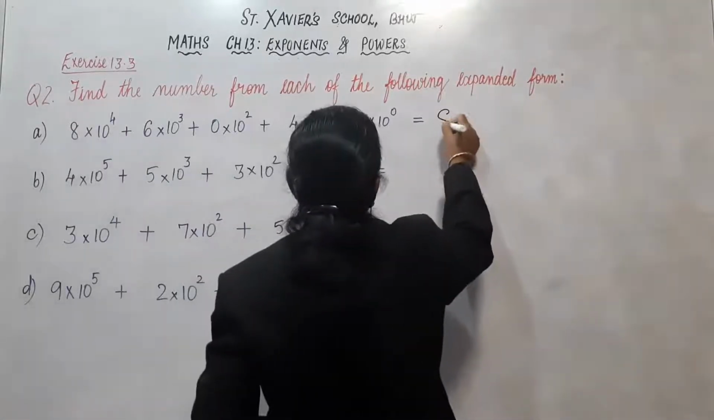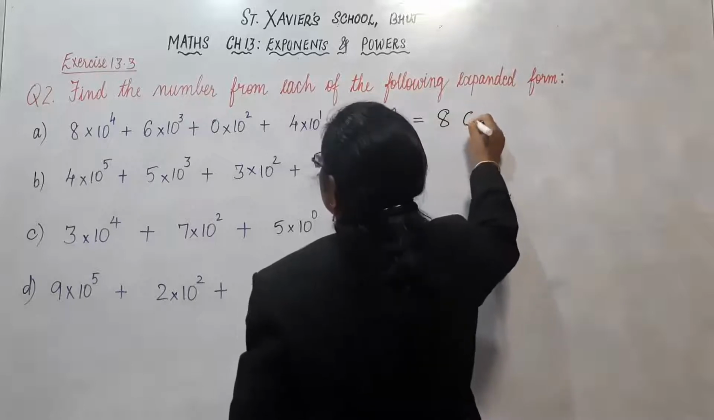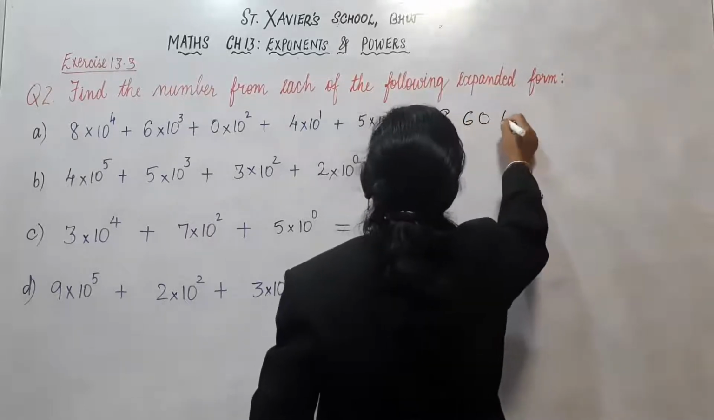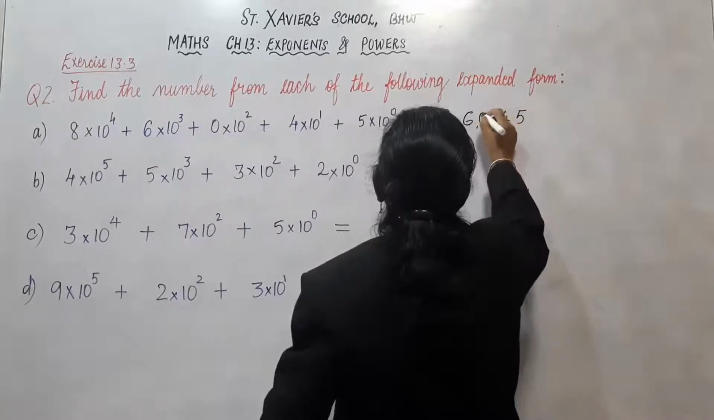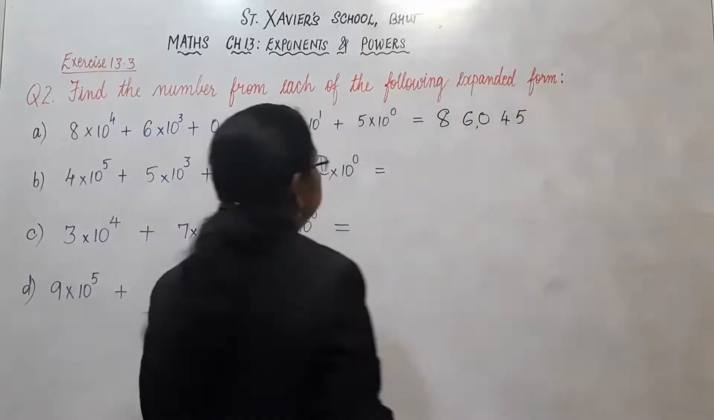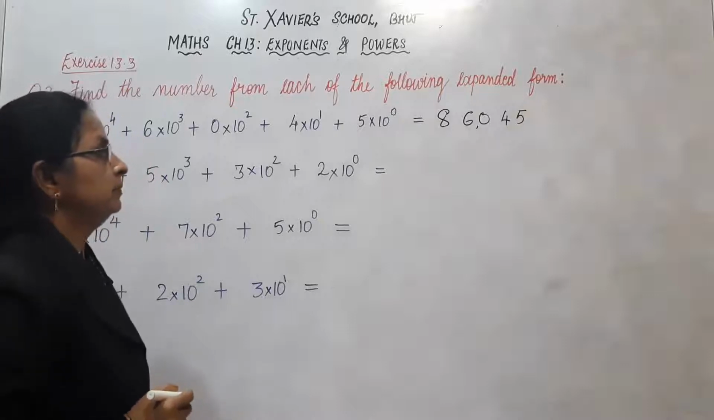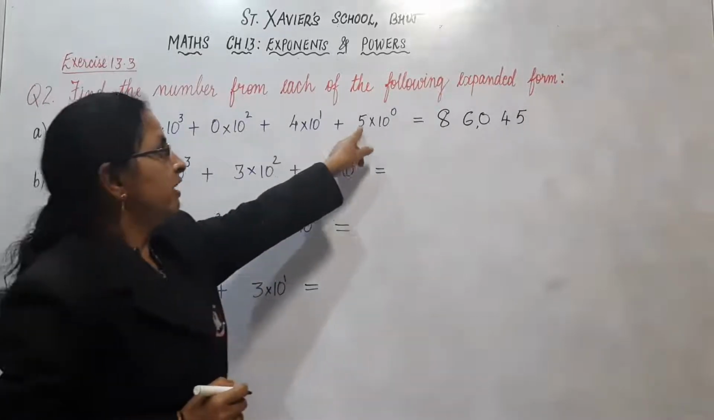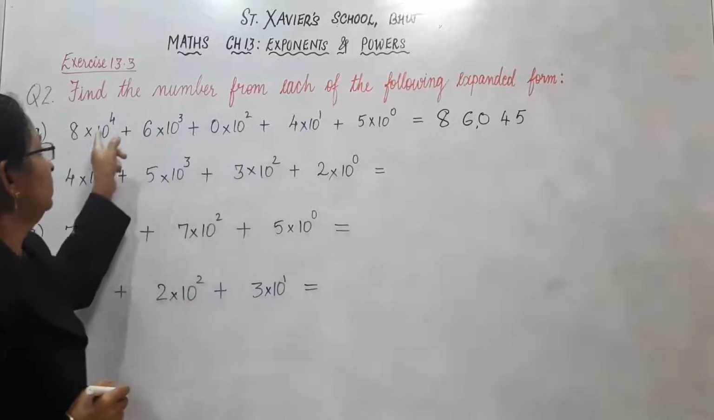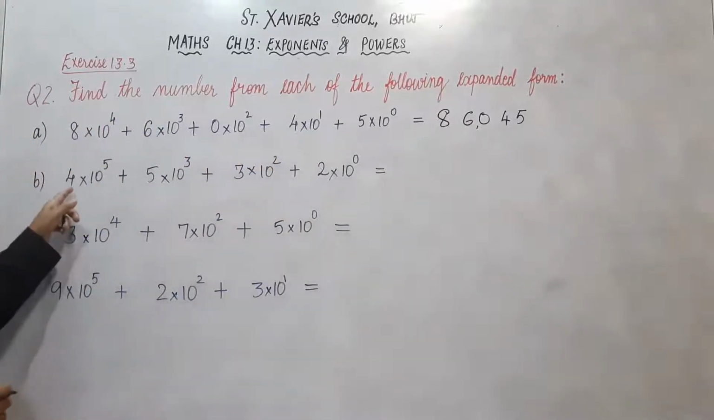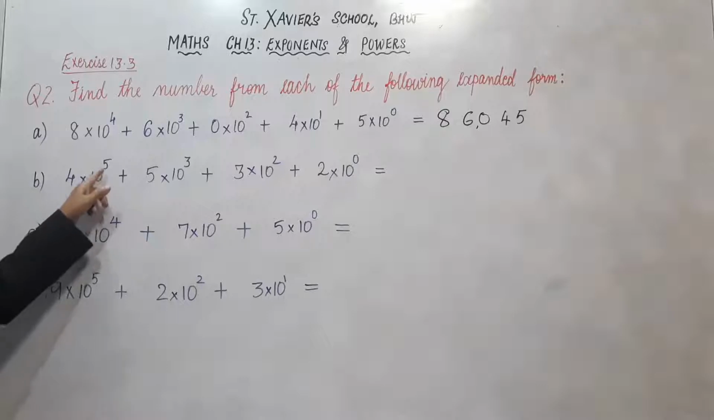That is 8, 6, 0, 4, 5. So we get 86,045. 5's place value is units. Tens, hundreds, thousands, 10,000, right?